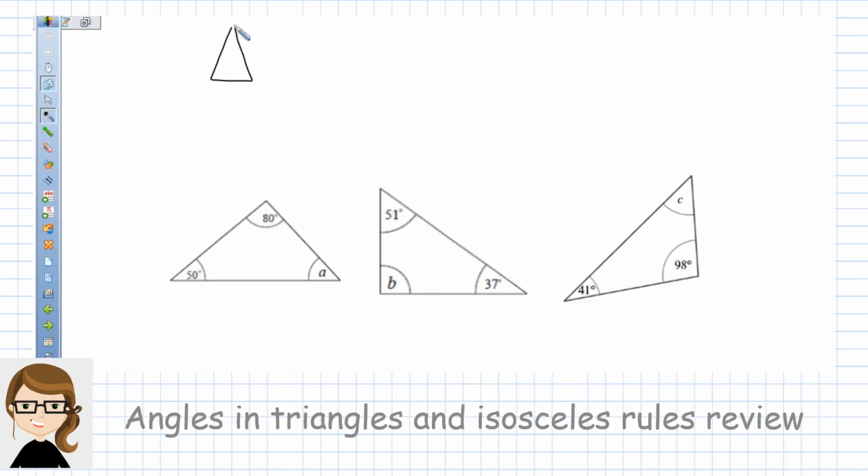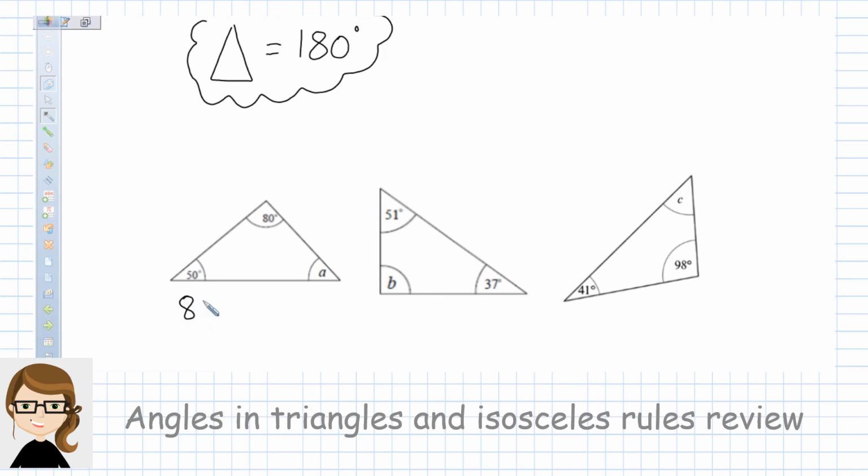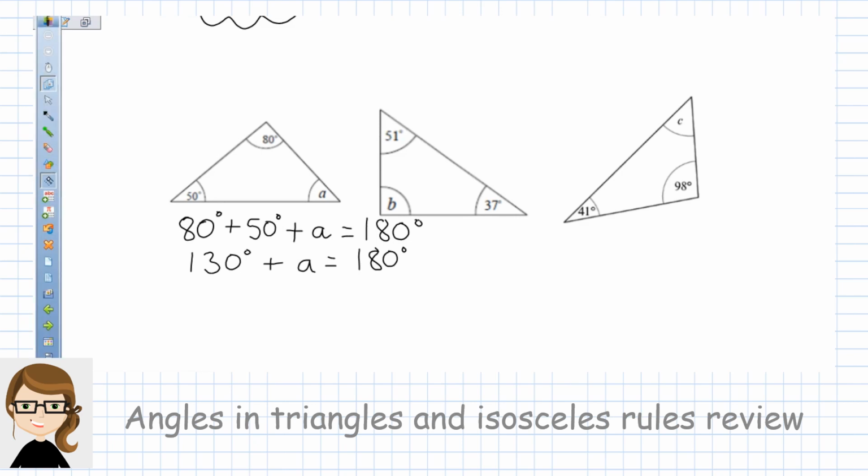Let's go over some example problems involving triangles. So don't forget, the angles inside a triangle add up to 180 degrees. So let's look at the first question. We've got two angles given to us, and then we don't know what A is, it's a missing number. So we know that 80 add 50 add A gives us 180 degrees. So that would be 130. 130 plus A gives us 180 degrees. So we're just finding the difference between 130 and 180 degrees.